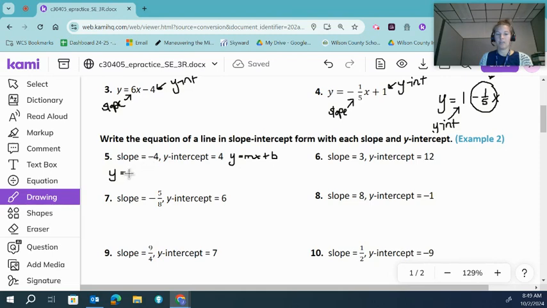Y equals, slope is -4x, y-intercept is +4, so plus 4. Okay, again, variables x and y stay x and y. Okay, if we have this one here, y equals slope is -5/8, so -5/8 x, because again, your slope is your coefficient, and then y-intercept is +6.